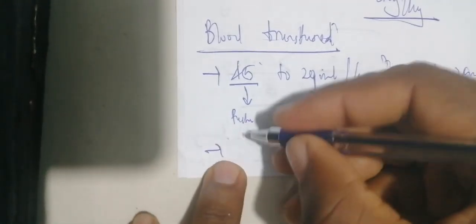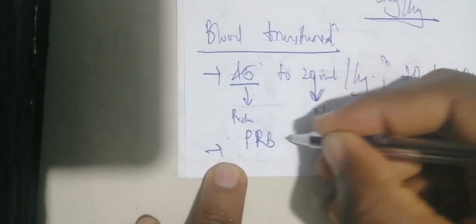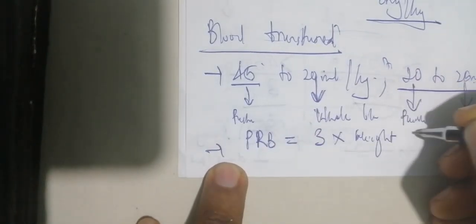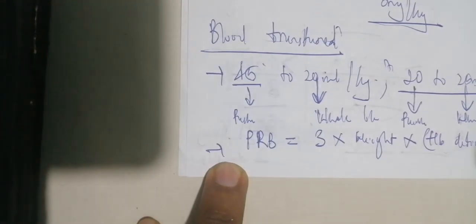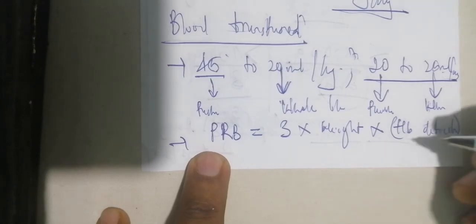Blood transfusion can also be given as packed red blood cells. Is it clear? It's going to be 3 times the weight of the child, multiplied by the HB deficit. Is it clear? The HB deficit is the HB level of the child subtracted from the HB that you want to arrive at. If you want to arrive at 10 grams per deciliter, that is the target for severe anemia in the case of neonates, you have to subtract.